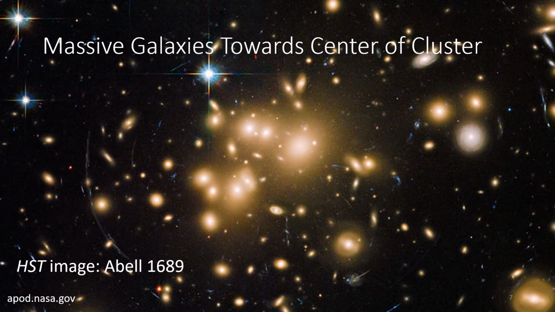Just as dynamical friction causes those supermassive black holes to congregate at the center of mass, so do massive galaxies in a galaxy cluster. Assuming we have a spherical cluster, dynamical friction leads to brighter, more massive galaxies at the center of the cluster, which is easily seen here in this example of Abell 1689.